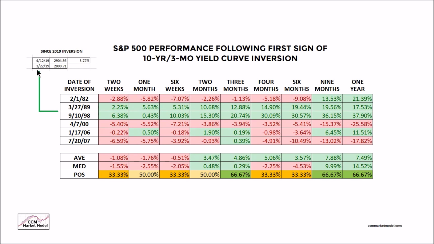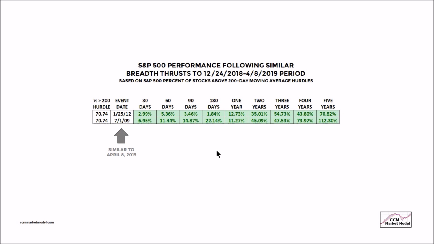Since the yield curve inverted on March 22nd, 2019, as of Friday's session intraday, the S&P 500 over the past 3 weeks posted a gain of 3.72%, putting it right in here in our yield curve inversion S&P 500 performance table, looking out 12 months. Is there anything else that says it's within the realm of possibility?